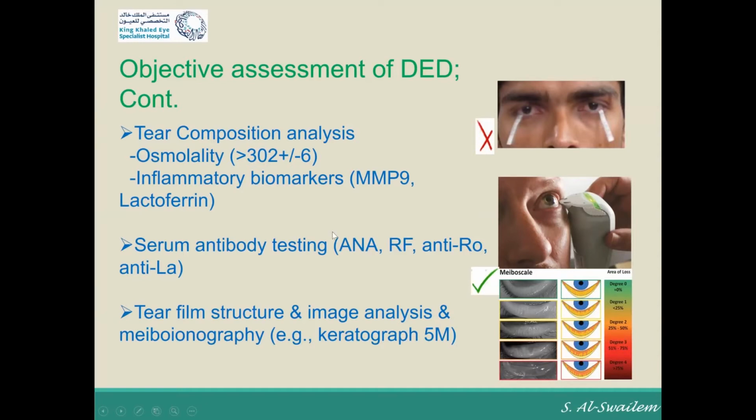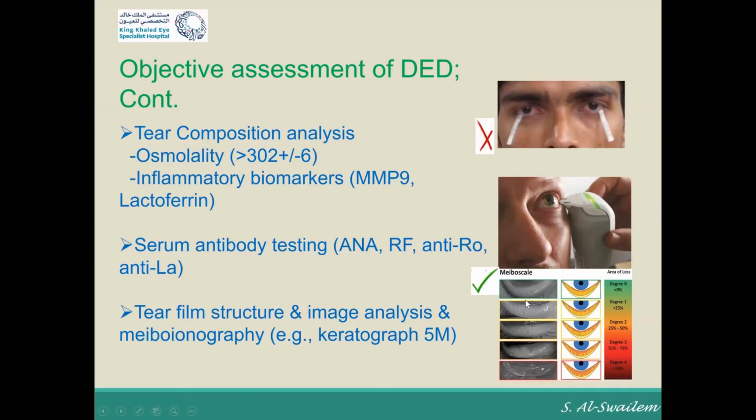Okay. Then after that, we can also do serum antibody testing if we are thinking of Sjogren's, type 1 or type 2, with RF, anti-Ro, and anti-La for Sjogren's disease. You can also further do something called tear film structure and image analysis, meibography.